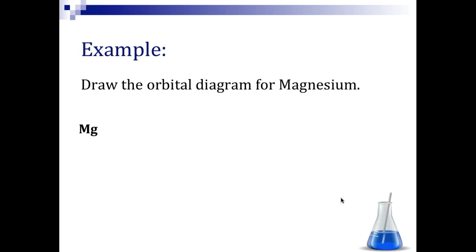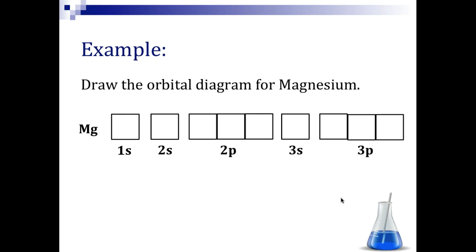Let's look at another example. What if I were to ask you to draw the orbital diagram for magnesium? What would that look like? So again, we're going to start off with our blank orbitals. And here you could see that for magnesium, we have to place 12. So I'm going to start with the lowest energy level and work my way up. So 1, 2, 3, 4, 5, 6, 7, 8, 9, 10, 11, 12.